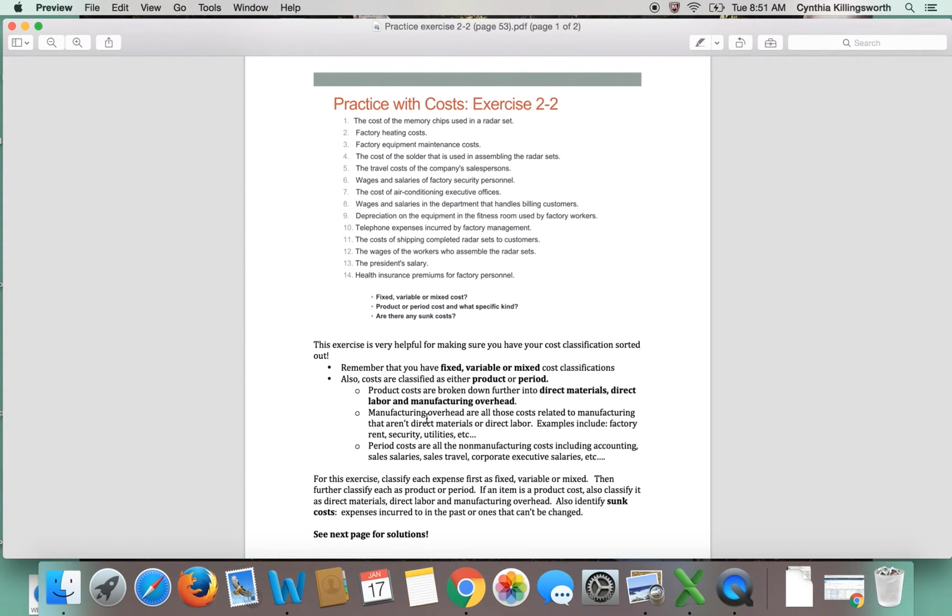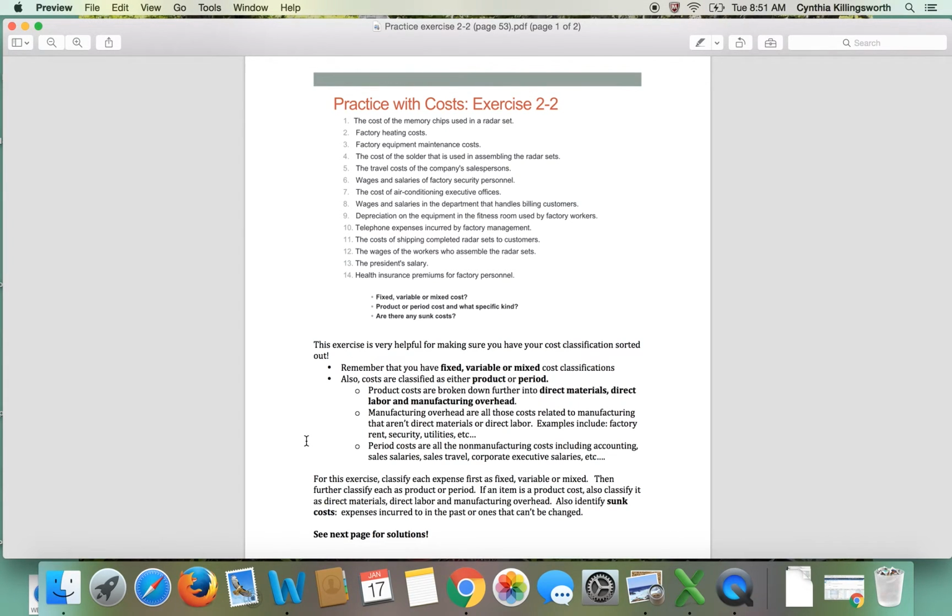Remember that manufacturing overhead were all those costs related to manufacturing that weren't direct materials or direct labor, so they're everything else related to manufacturing. Examples included factory rent, security, utilities, etc.